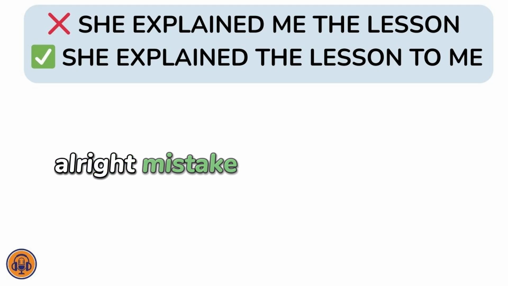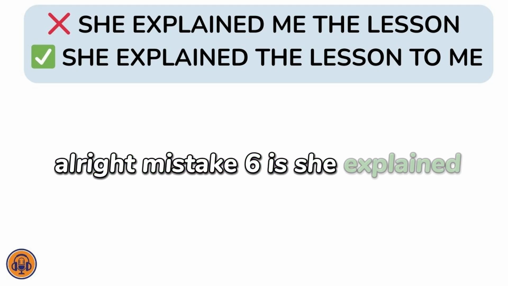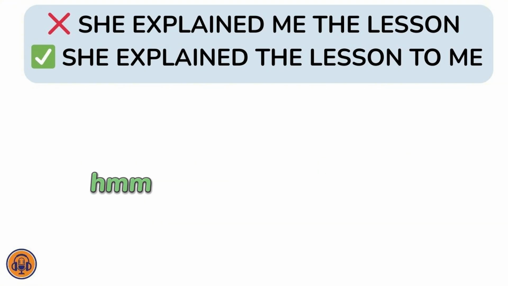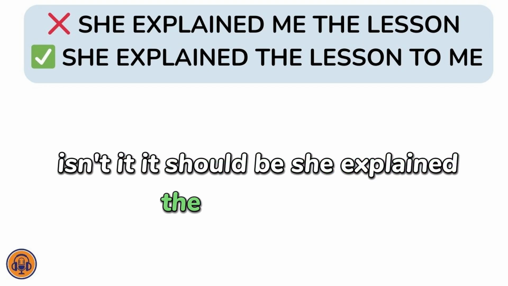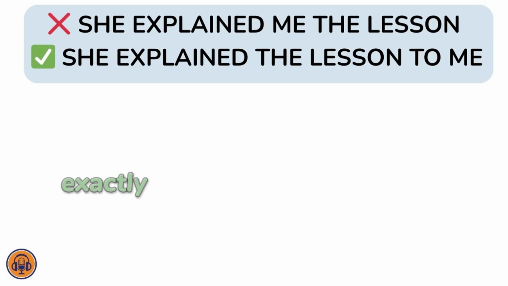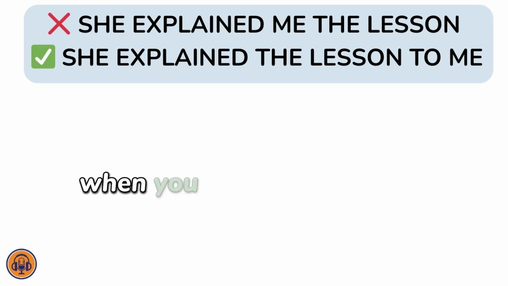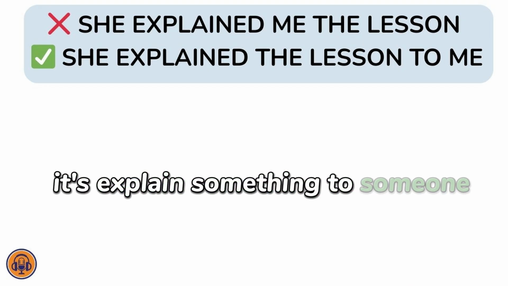All right. Mistake 6 is, she explained me the lesson. Jake, what sounds off about that? It's missing something, isn't it? It should be, she explained the lesson to me. Exactly. The verb explain needs to when you mention the person. It's explain something to someone.